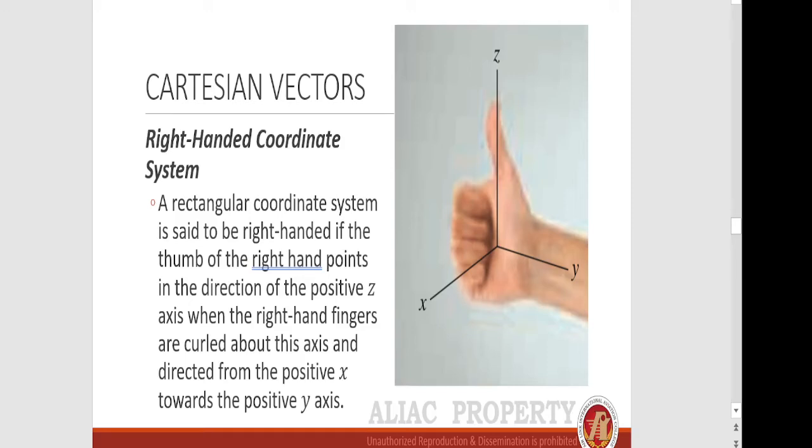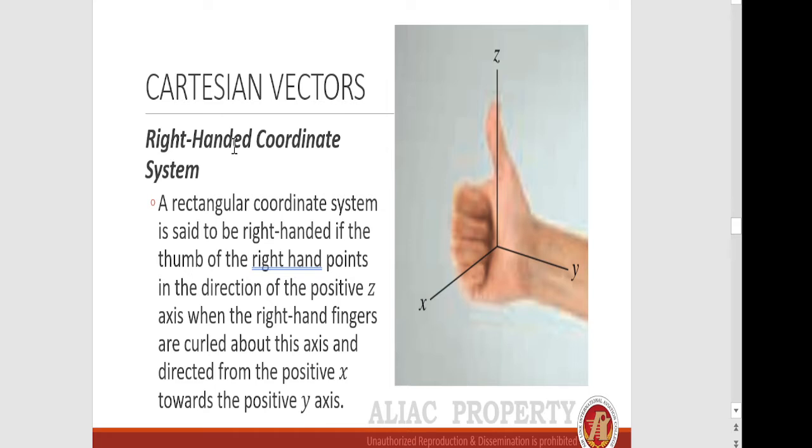Welcome back again for the second part. So for the second part, we will be discussing the Cartesian vectors. For the Cartesian vector, if you are confused about how to solve, we can use the right-handed coordinate system.